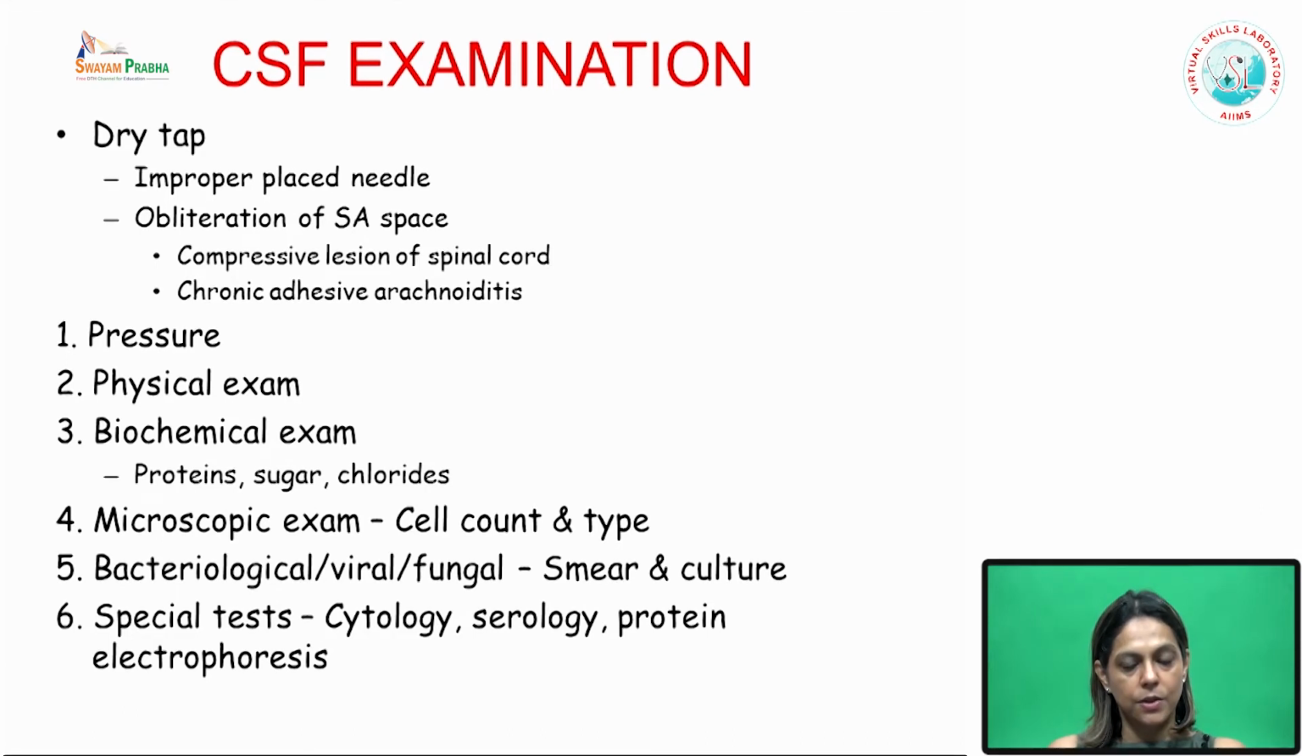Examination of the CSF is very, very important, because different changes in the CSF can be appreciated in different disease states. What you need to know about CSF examination is that, number one, we need to know the pressure of the CSF. Second, you need to examine the color and the consistency of the CSF, that is the physical examination. You have to send your sample for protein, sugar and chlorides. You have to examine under a microscope for cell count and cell type. Then you have to send your sample for smear and culture. And you can also send it to cytology lab, and for serology and electrophoresis.